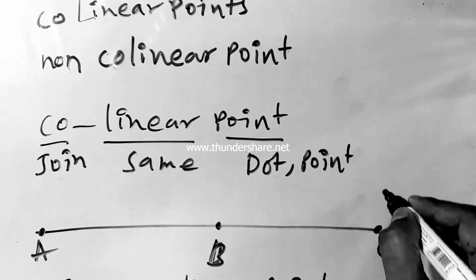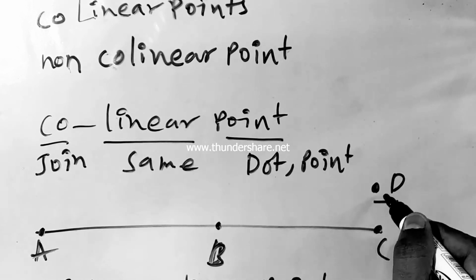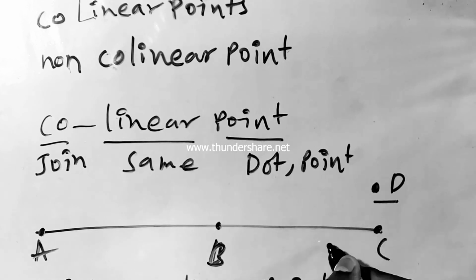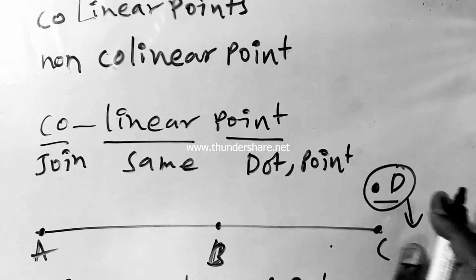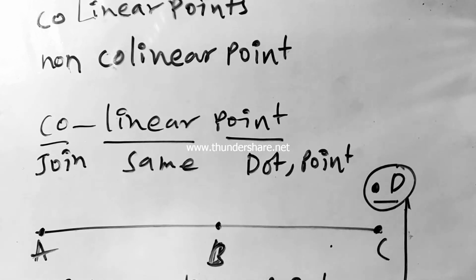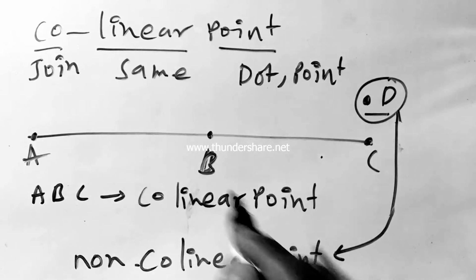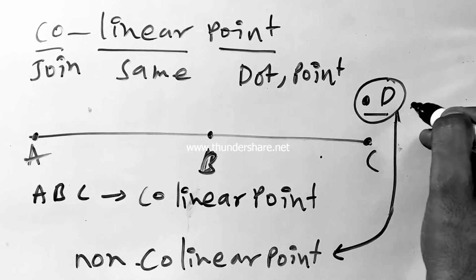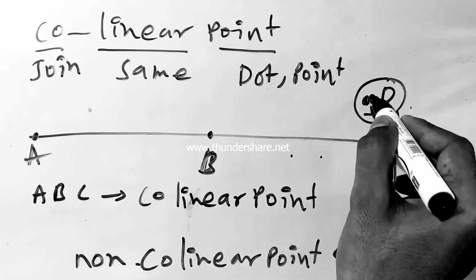If, let us consider, D is a point here. D is not touching or not joined with the line. So point D is non-collinear. D is non-collinear because any point that is not touching the line is a non-collinear point.